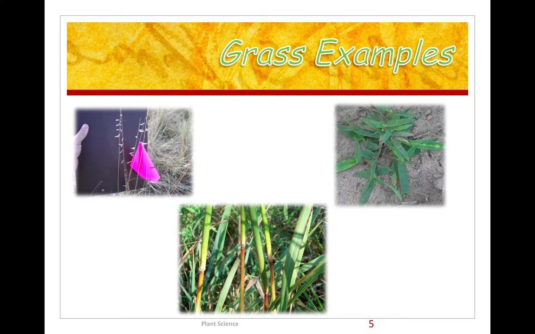Here are some examples of grasses. On the top left is Cytosgrama. You can notice the seeds, which are grains. On the top right is Scribner rosette grass. You should be able to see the parallel veins in the leaves. On the bottom is Indian grass. It has obvious nodes or joints on the stems.